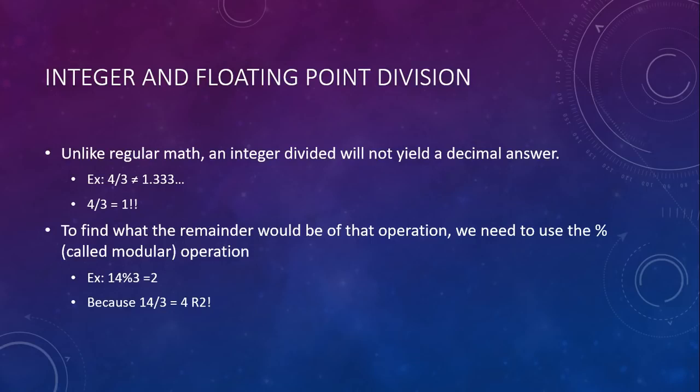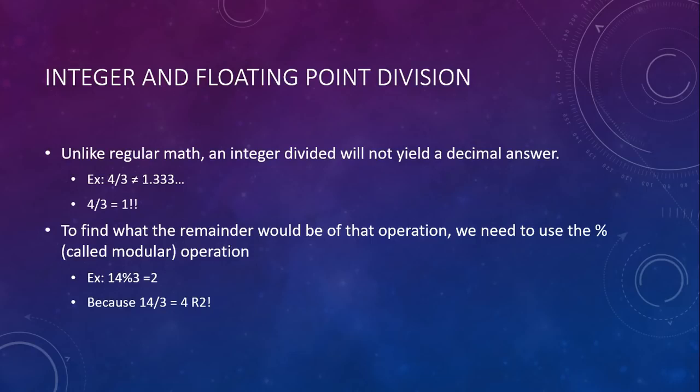If I wanted, for example, just to find out what the remainder would be of that operation, I need to use the modulus operator, which looks like a percent sign. So if I write 14 mod 3, I get an answer of 2. Because if I take 3 into 14, it goes in 4 times, and I'm left with a remainder of 2.